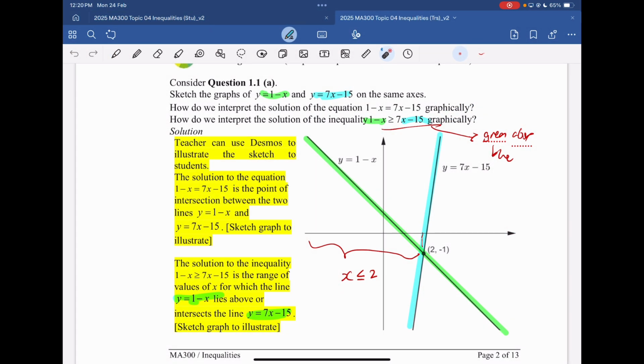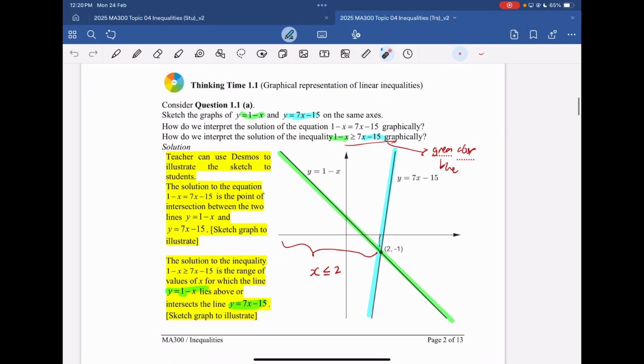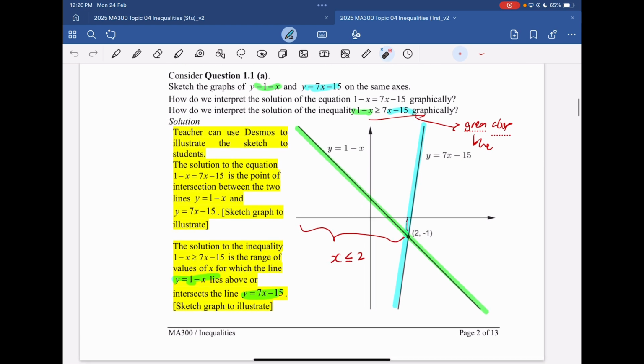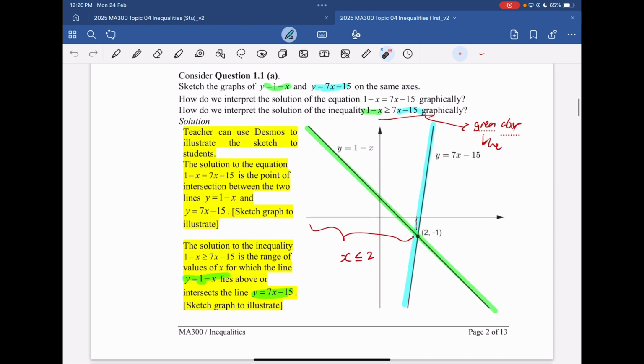Okay. So I go through question 1.1. Okay, 1.1, page 2. Can I draw your attention here very quickly? Sometimes in exams, they ask you to solve a linear inequality. So what does it mean by linear inequality?